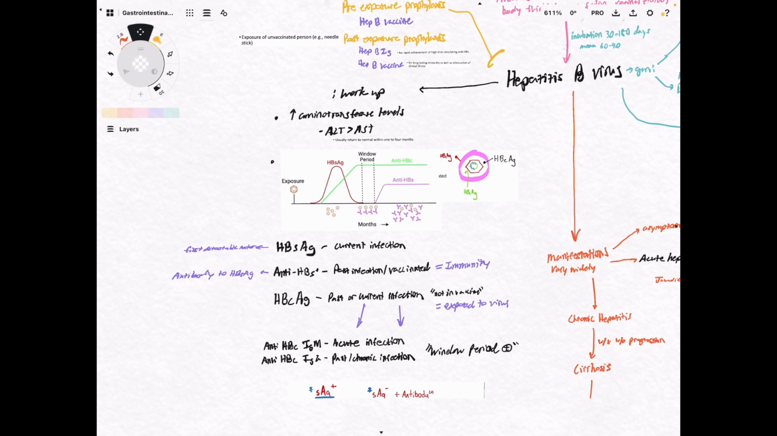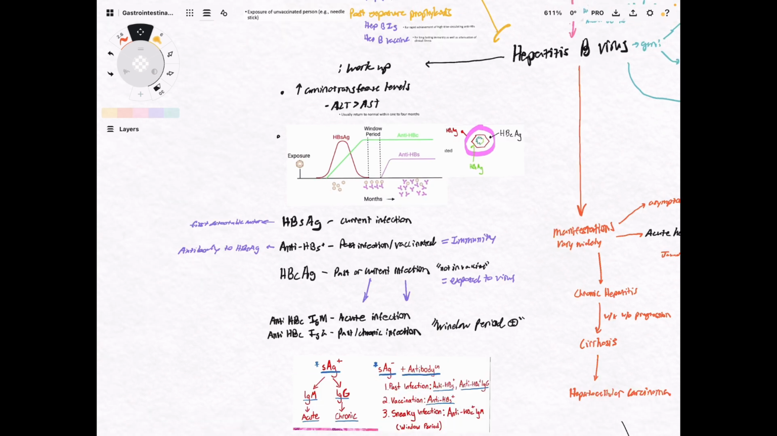And we're talking about the surface antibody. The surface antibody is going to be there post-infection or if you're vaccinated. The vaccine actually targets the surface antigen. So if you have a surface antibody, either it's because you had the virus and now you built up immunity to it, or because you got the vaccine.